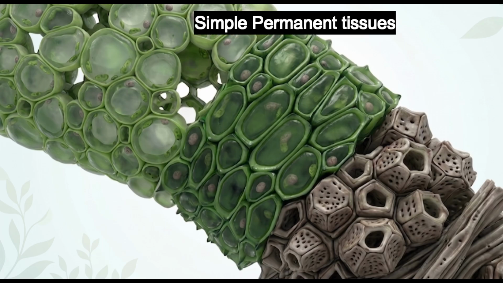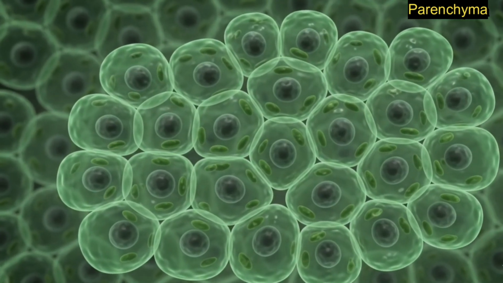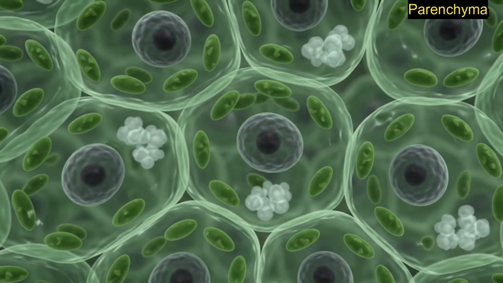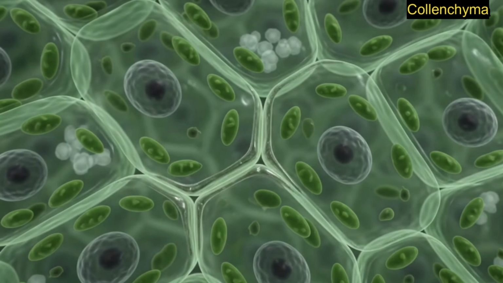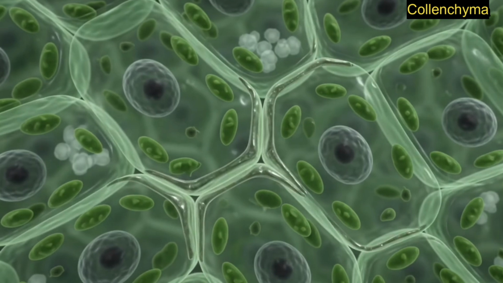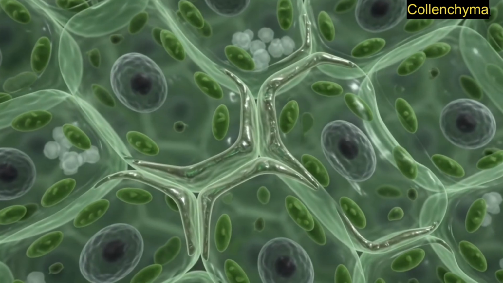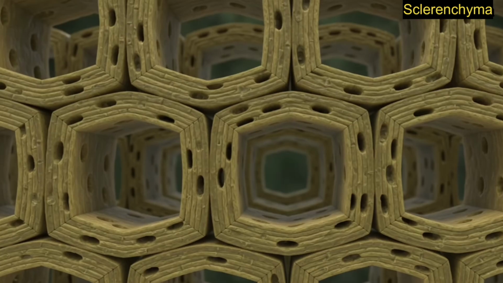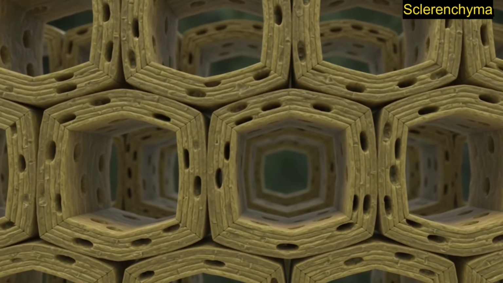Simple permanent tissues are made of only one cell type. First is parenchyma. It is living, consists of thin-walled cells that form the bulk of the plant. It stores food and performs photosynthesis. Next is collenchyma, which consists of living cells with thickened corners that provide flexible mechanical support to young stems. Last is sclerenchyma. It is highly thickened, lignified dead cells that act as the plant's rigid skeleton.